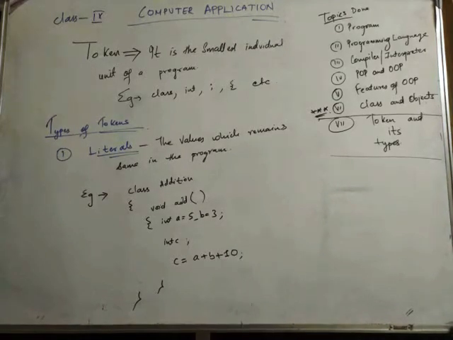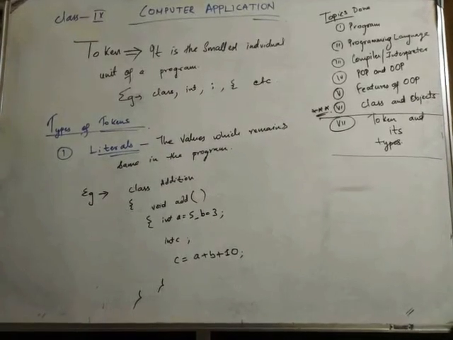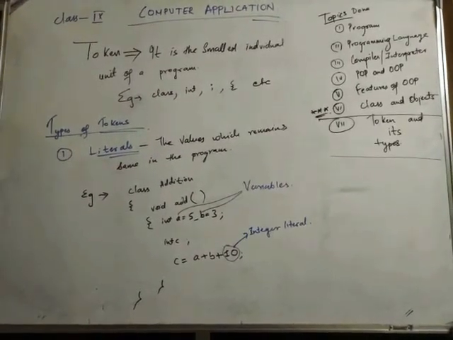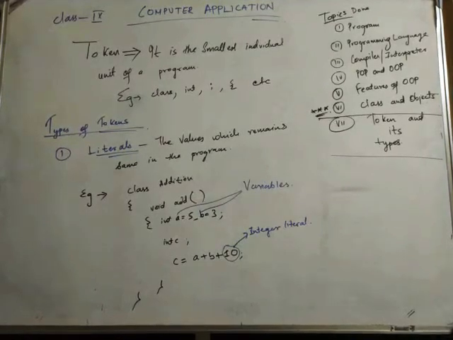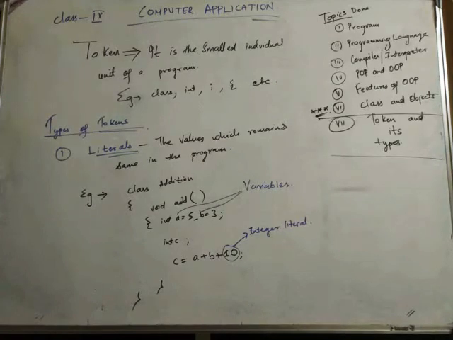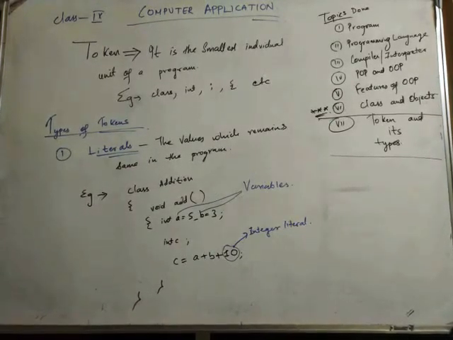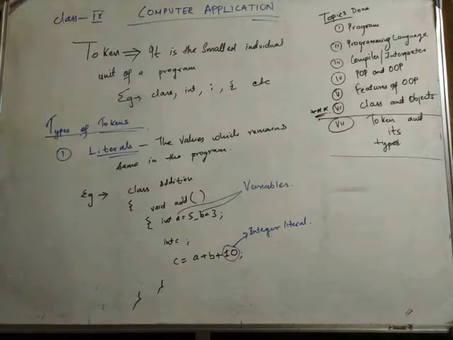Now if you see here, we are using a literal like 10. The value 10 is remaining the same in the program. So 10 is an integer literal, because 10 is a whole number, so we take an integer. In this we'll be learning about types of literal. 10 is a literal here because the 10 will remain the same in the program. It cannot be changed in the program, but the values of a and b can be changed in the program.